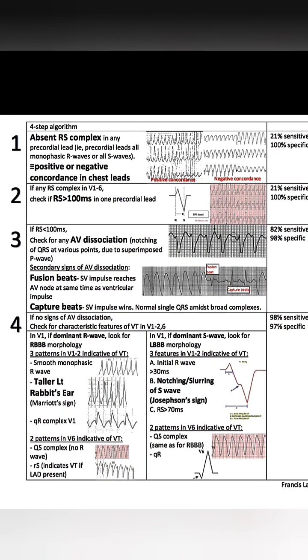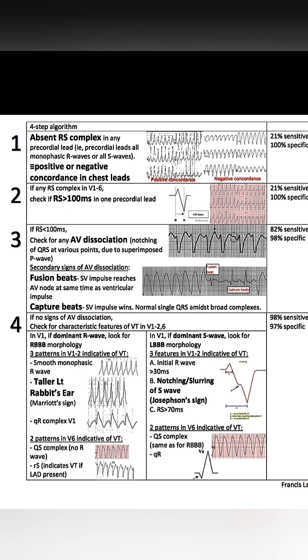If R to S is less than 100, check for any AV dissociation, notching of QRS at various points due to superimposed P waves, with secondary signs of AV dissociation of fusion and capture beats. This is 82% sensitive and 98% specific for VT. If no signs of AV dissociation, check for characteristic features of VT in V1 to V2 and V6. If in V1 there is dominant R wave, look for RBBB morphology with three patterns in V1 to V2 indicative of VT, that is smooth monophasic R wave, taller left rabbit ear (Marriott sign), small qR complex in V1, and two patterns in V6 indicative of VT: big Q big S complex with no R wave, small R big S indicative of VT if left axis deviation is present.